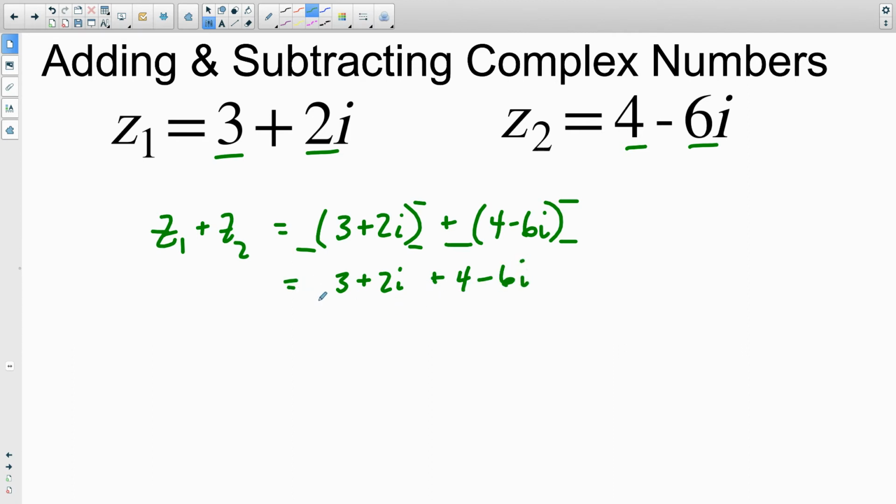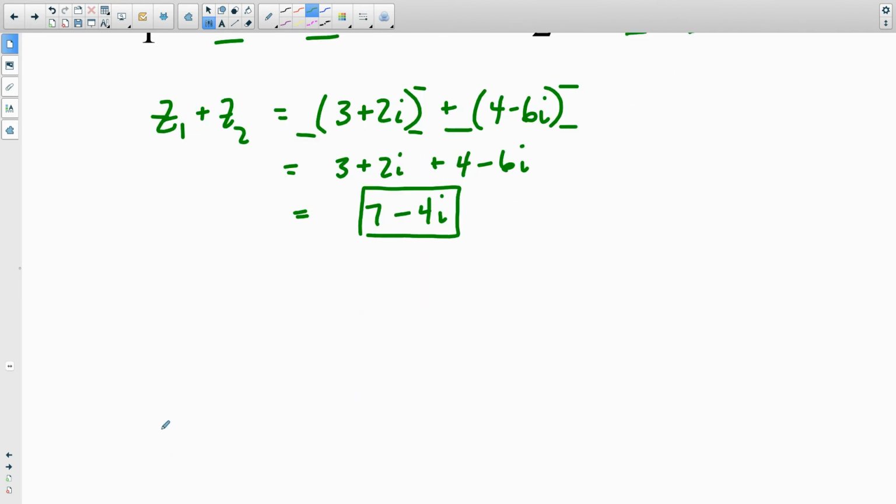And then when we add complex numbers, it's just like combining like terms. 3 plus 4 is 7. 2i minus 6i is negative 4i. So the sum of two complex numbers will be another complex number that we would call, in this case, 7 minus 4i. Let's keep going.